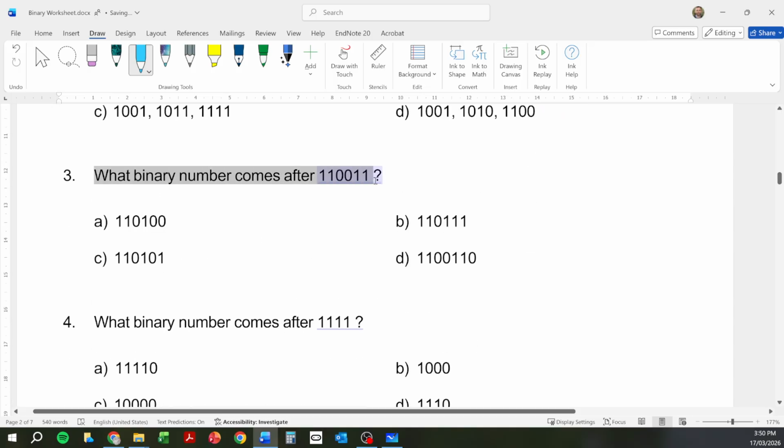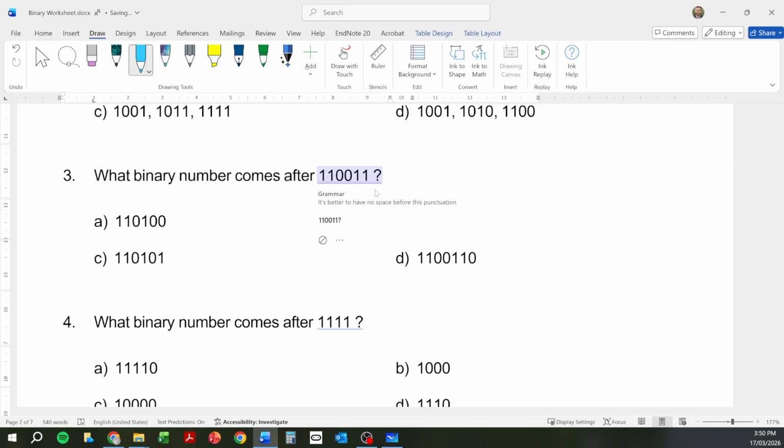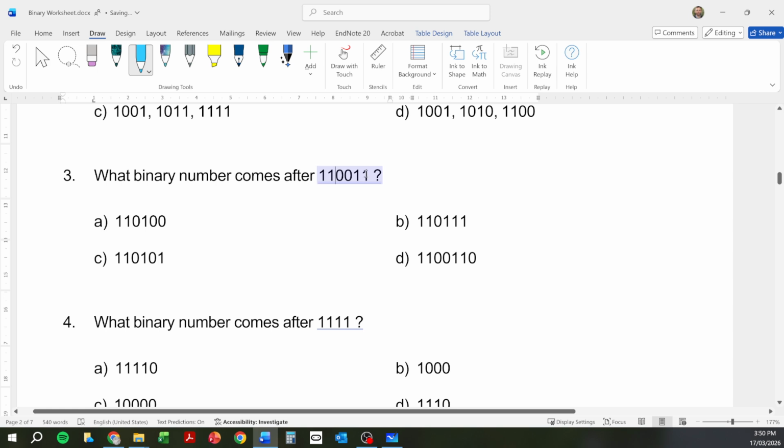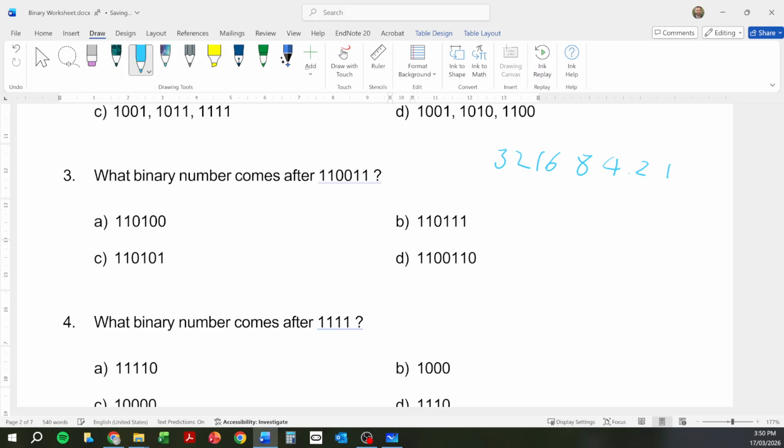So question 3, what binary number comes after 110011? So to work that out, we've got to work out what number that is first. So again, using our system, 1, 2, 4, 8, 16, 32. Have I got enough? 1, 2, 3, 4, 5, 6. Yep, there's 6 numbers here. So we need 1, 1, 0, 0, 1, 1. 32 plus 16 is 48. Plus 2 is 50. Plus 1 is 51.